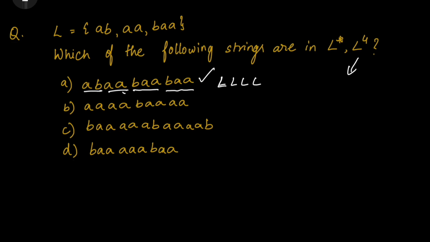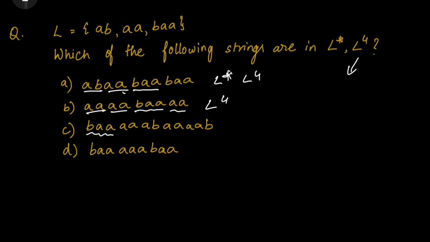So this is a part of L4, and since L star is a union of L0, L1, L2, L4 and so on, if it's part of L4, it also implies it's a part of L star. So this is part of both L star and L4. This is how you do this type of question. Now here it's AA followed by a BAA and then an AA. So again this also belongs to L4.